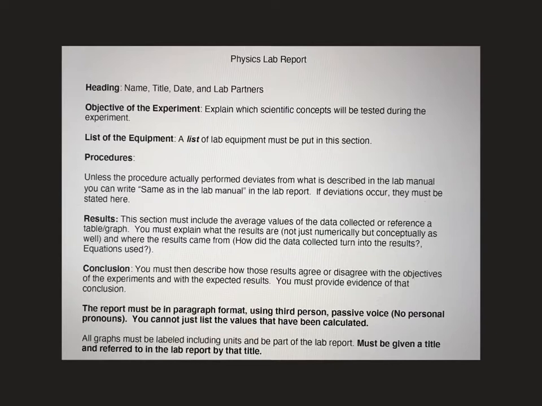And a labeled graph will include labeling the axes, including units, and giving it a title so you can refer back to it in your results section. You should now read over the rubric that's also attached in the labs folder to see how that rubric matches up with each part of the lab directions. And I want to also remind you that you are turning your lab reports in through SafeAssign.